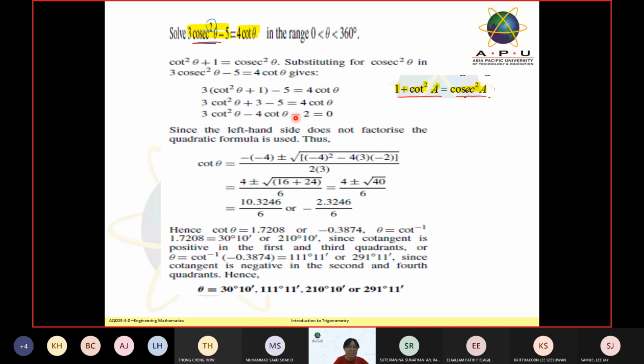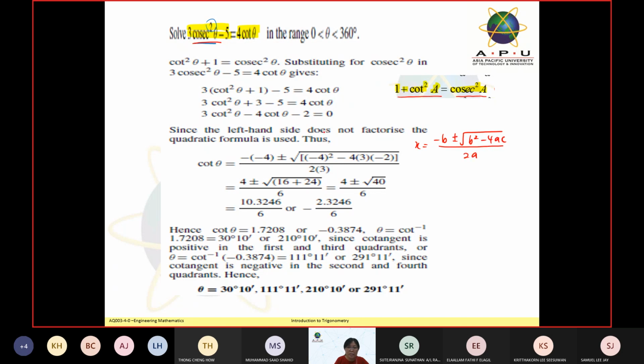But for this equation, we can't factorize, so we have to use the quadratic formula. For your recap, the quadratic formula is x equals negative b plus or minus the square root of b square minus 4ac, divided by 2a.